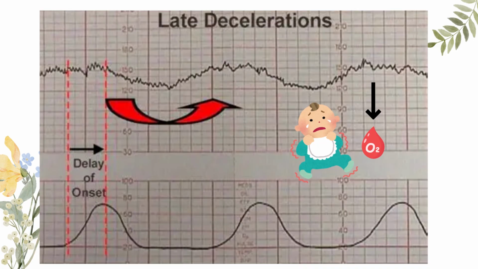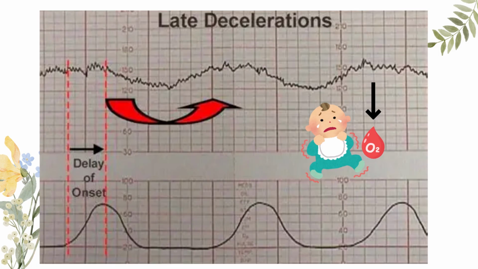The next one are late decelerations. This is where you have the peak of the contraction. So you'll see where it is that contraction where it's in red, the peak of the contraction, so the top of that hill, the heart rate starts to drop. Okay, then it goes back to normal. Mom has another contraction and then it drops again.